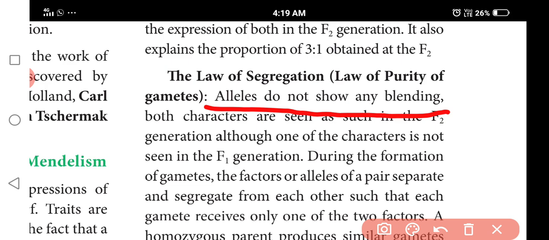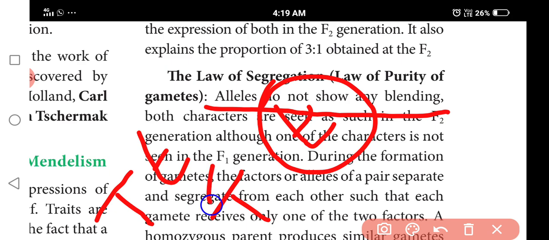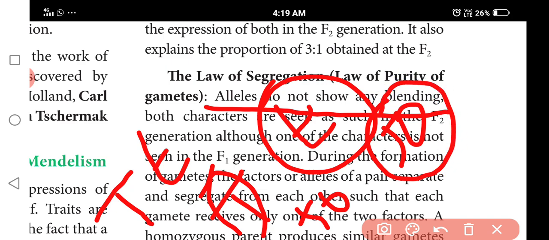For example, the F1 generation plants have genotype capital T, small t. When gametes are formed, the factors separate, so 50 percent contain capital T and the remaining 50 percent contain small t. When such gametes fuse, four types of combinations are obtained: capital T capital T, homozygous tall; capital T small t, heterozygous tall, twice; and small t small t, homozygous dwarf.